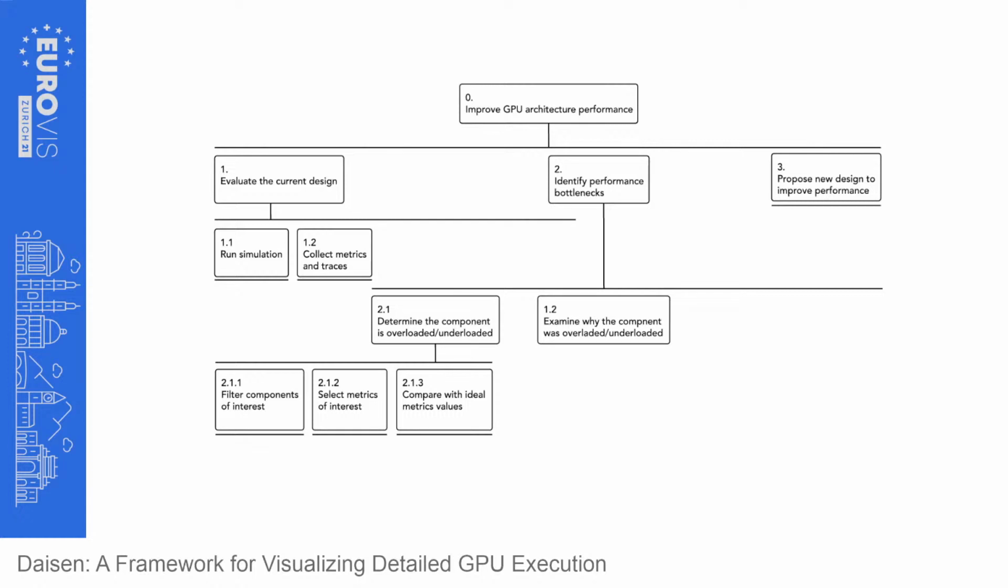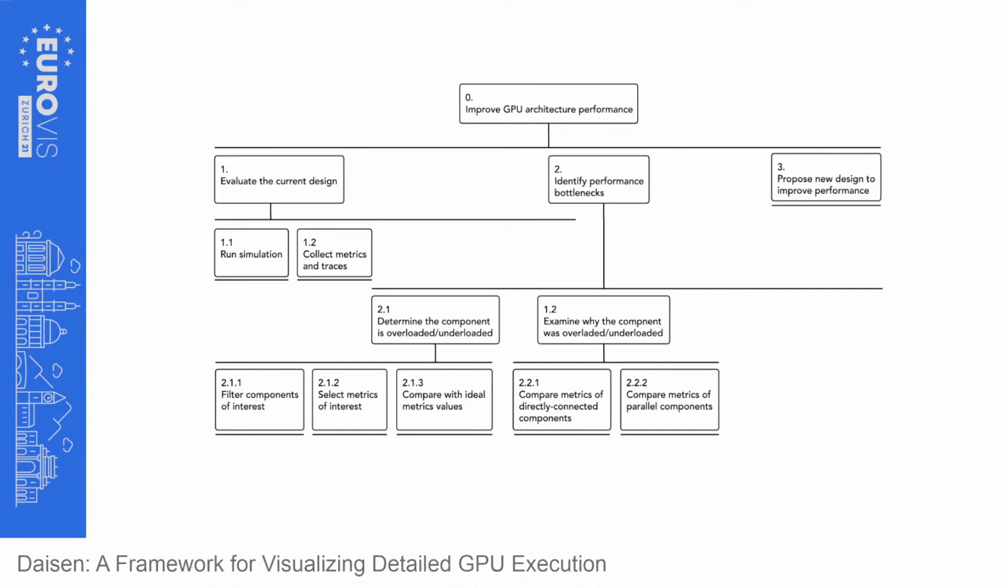We find that the designers take two solutions. First, they compare the directly connected component to see if the upper component is assigning enough tasks or if the lower level component is handling tasks fast enough. For example, if a cache module is not doing enough work, a designer can check if the connecting compute unit is sending enough requests to the cache module. Second, designers also check parallel components to see if there is any load imbalance problem.